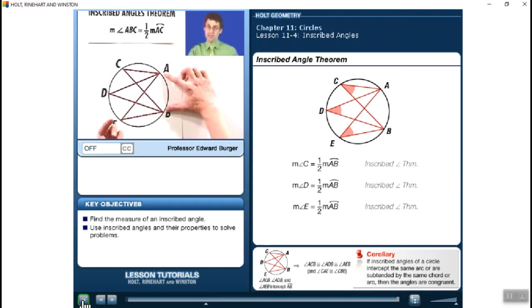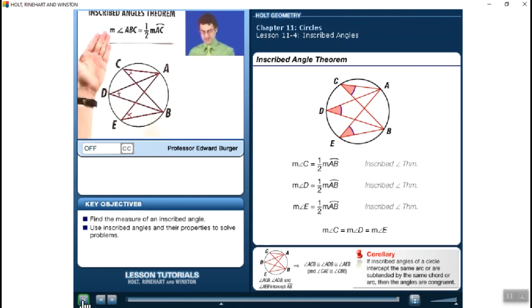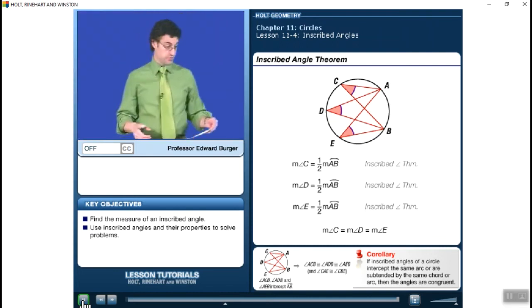So the really cool thing is, the way these are drawn, we see that the measure of angle C is equal to the measure of angle D, which is equal to the measure of angle E. And so by a theorem, we know that all these angles are congruent. That is a really cool fact, and a wonderful consequence of this theorem, which actually has some utility. Let me show you how practical this really is.